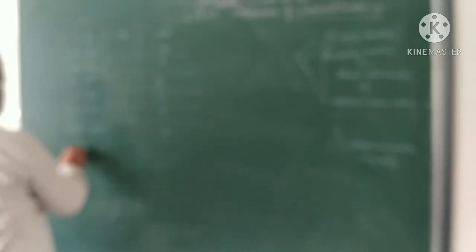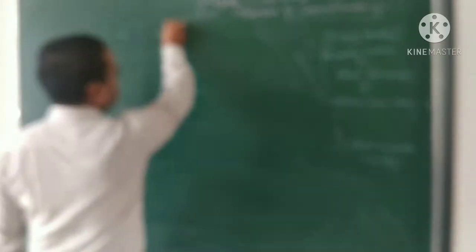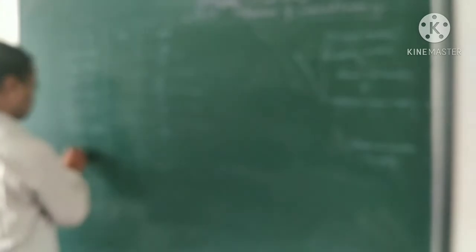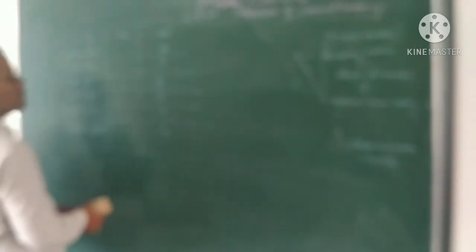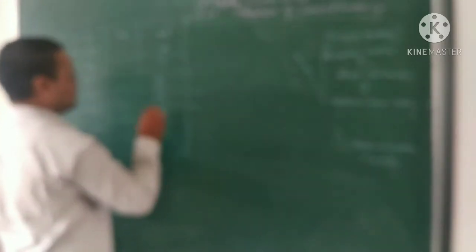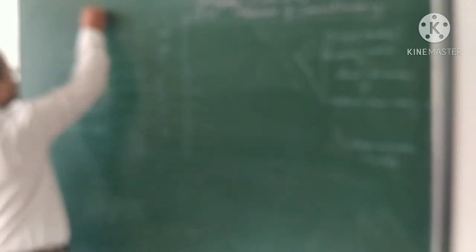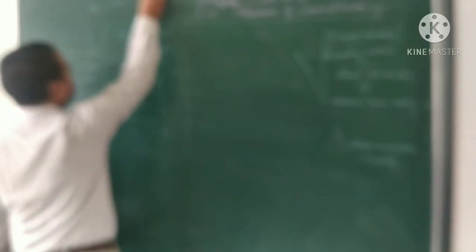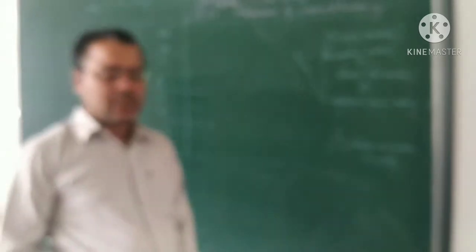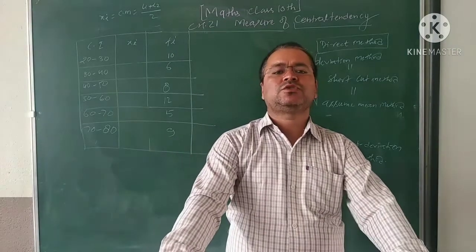Okay? We just create a block in this form. Frequency. Now, how do we get the xi? Xi is the class mark, which is L1 plus L2 by 2. Class mark is defined as the average of the upper limit plus the lower limit, divided by 2.